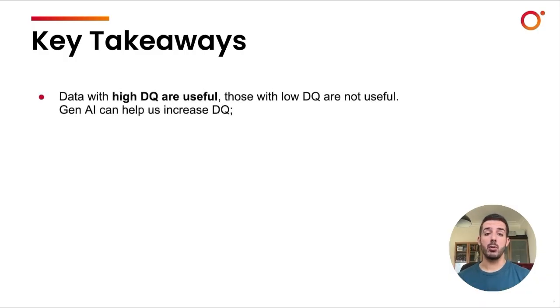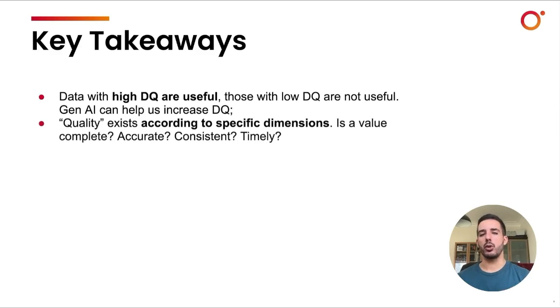Well, data with high data quality are useful, and data with low data quality are not useful, and generative AI can help us increase data quality faster than human effort. Then, data quality exists according to specific dimensions. Is the value complete? Is it accurate? Is it consistent across various data sources? Is it timely? And so on. There is no general quality, only quality according to one specific dimension, and usually issues are issues according to each dimension.